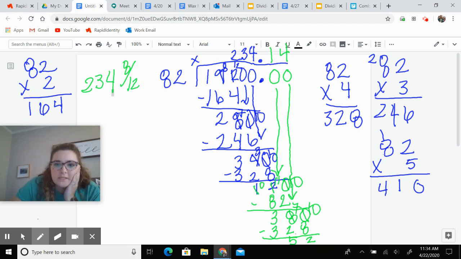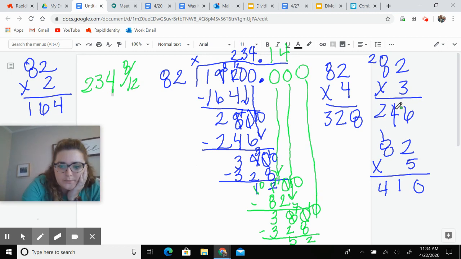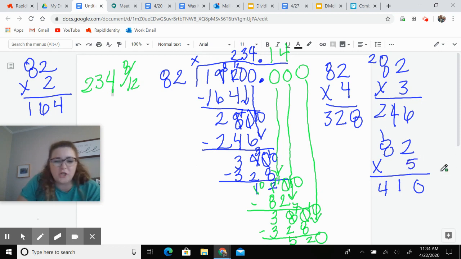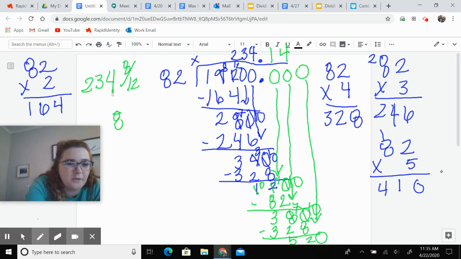Still not at my thousands place, so I need to go one more time and carry down that 0. Now I'm thinking about how many times can 82 go into 520? I haven't gotten there yet. I only went to 410 when I did 82 times 5. So why don't we try 82 times 7? Let's see. I think that's going to push me over, but I'll just check.